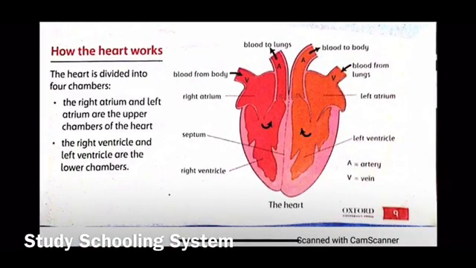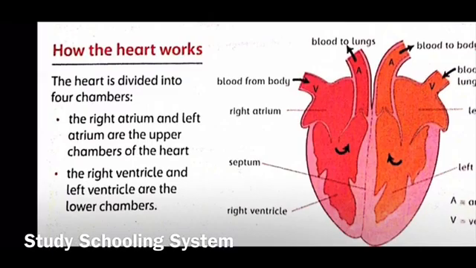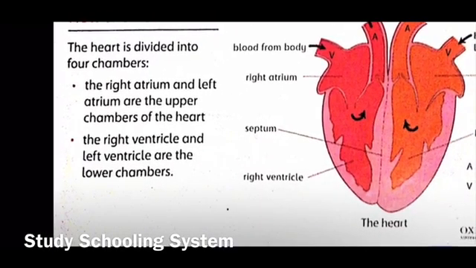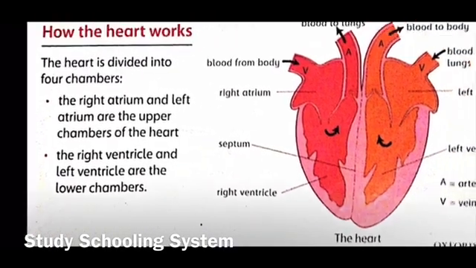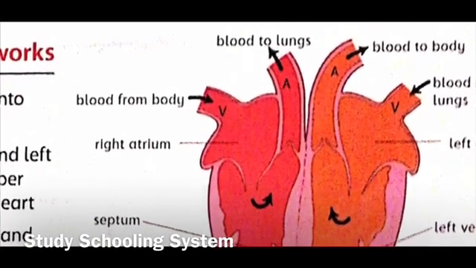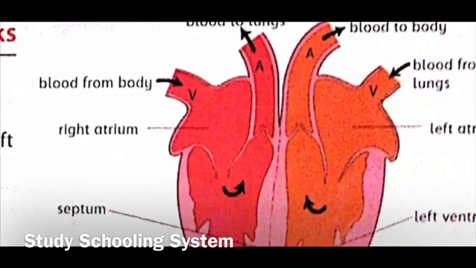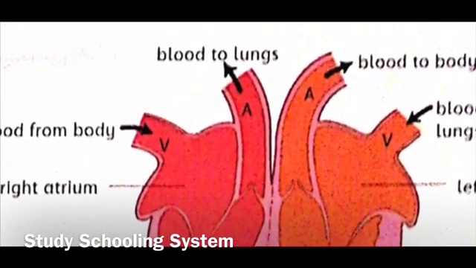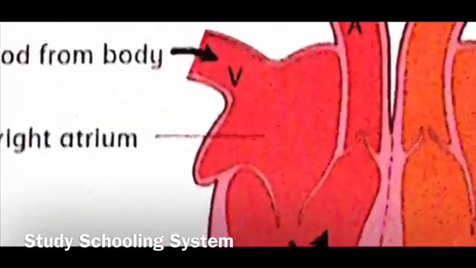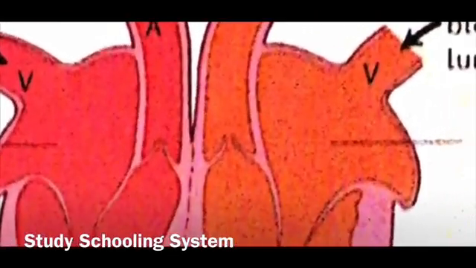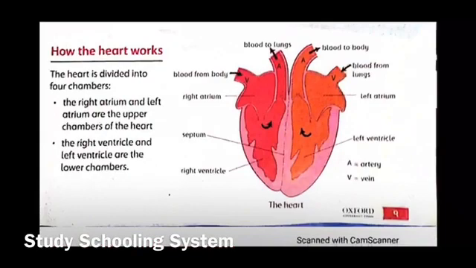So now we're going to learn how the heart works. And first, you need to know the parts of the heart, right? So the heart is divided into four chambers, and the right atrium and left atrium are the upper chambers of the heart. So as you can see, this upper part over here, this much is the upper chambers, this much over here, right? So this is the right atrium and this is the left atrium. And these two are the atria, right?